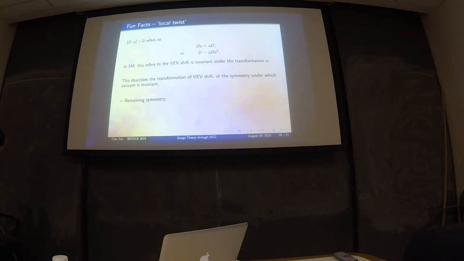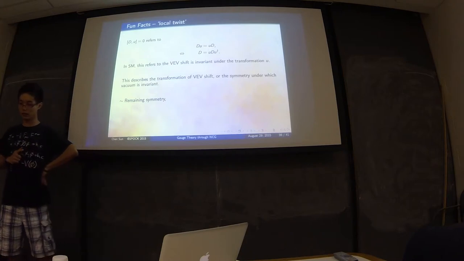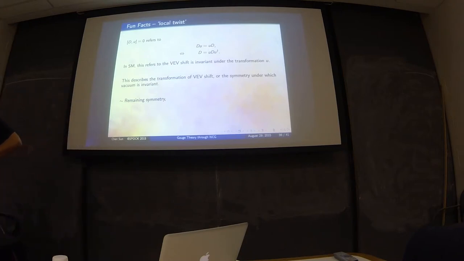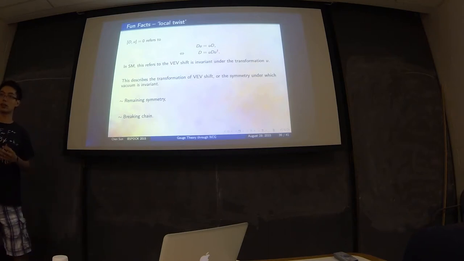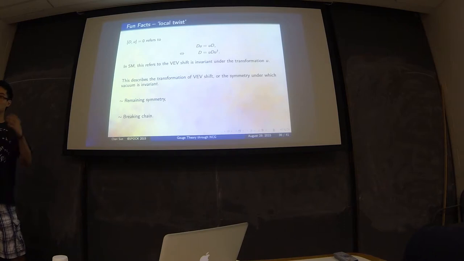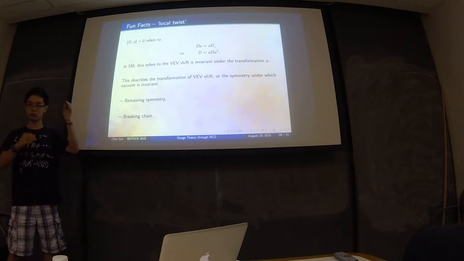And with this, actually, we can study, yeah, we are currently studying this. With this, we can sort of cook up a model that breaks the symmetry with a chain. Every time we introduce a discrete gauge, we can study the remaining symmetry by looking at the U's that fulfill this relation, which makes the VEV invariant. And by that, the hope is that we can build, for example, a breaking chain.